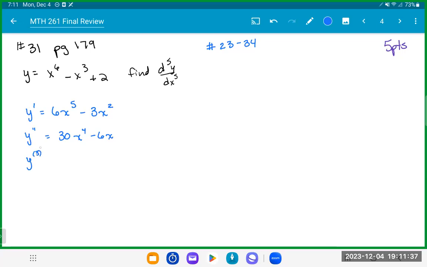My third derivative is going to be 120x cubed minus 6. Our fourth derivative is going to be 360x squared, sorry. Our fifth derivative is 720x. Okay? Questions?